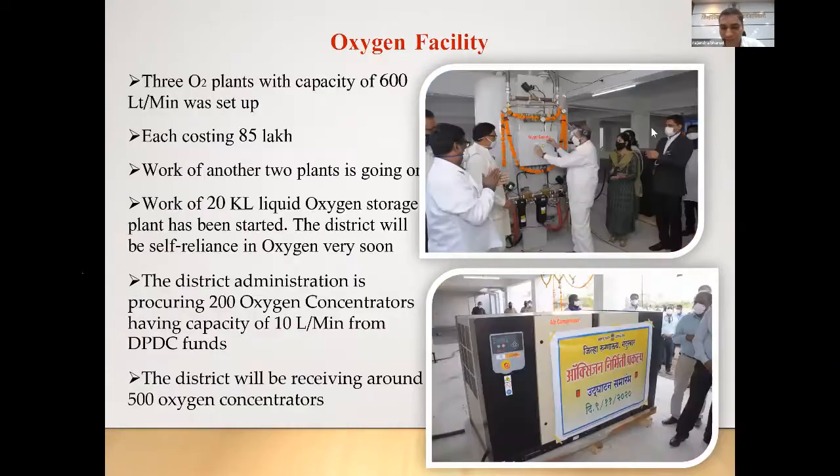This is the oxygen facility where a lot of people were praising. We have set up three government oxygen units and two private units, a total of 5 units. Four more units are under construction. Every unit will produce 600 liters per minute. If you combine the capacity of all 5 units, it will come to around 48 lakh liters per day.